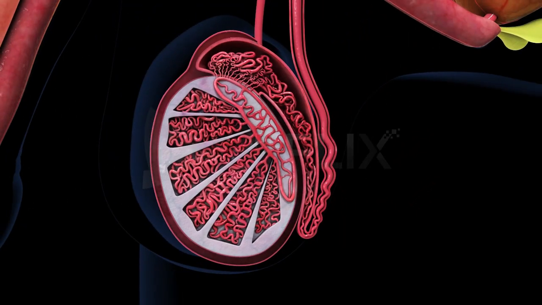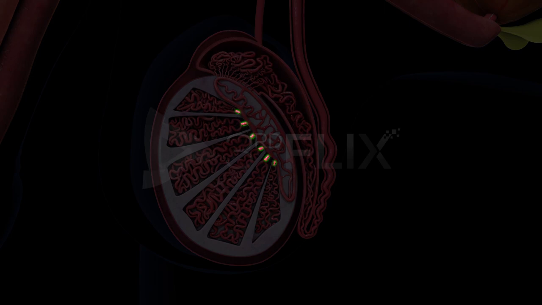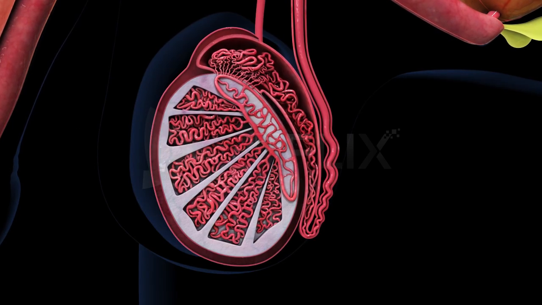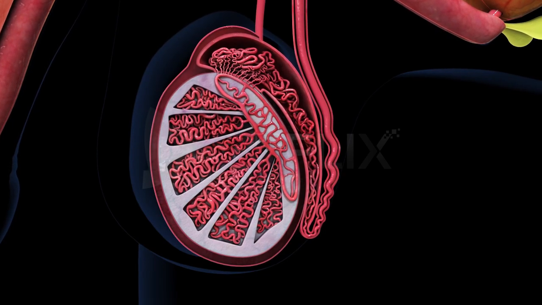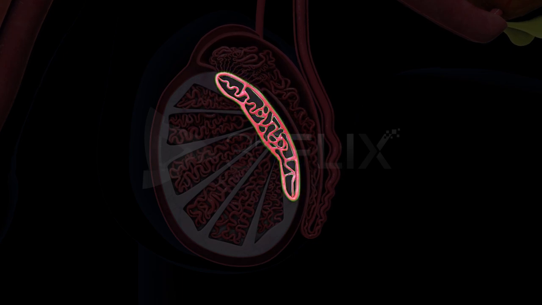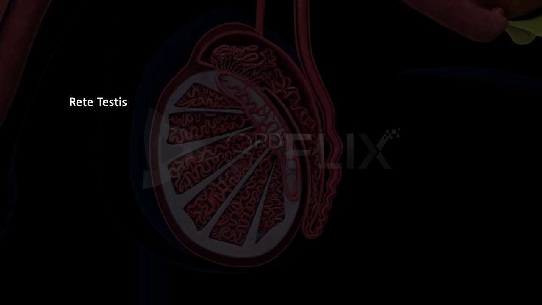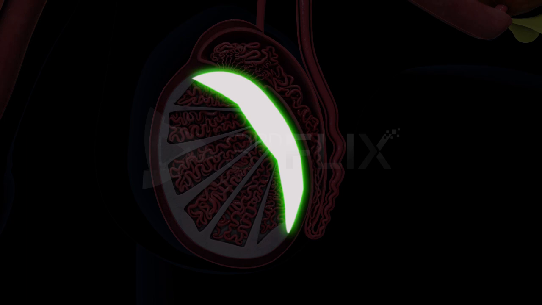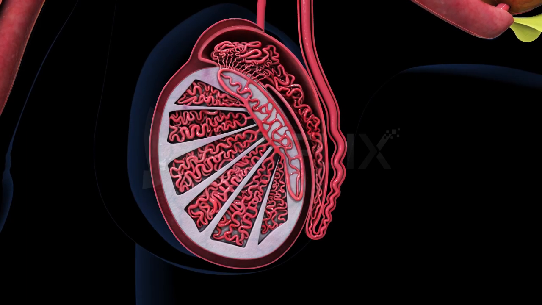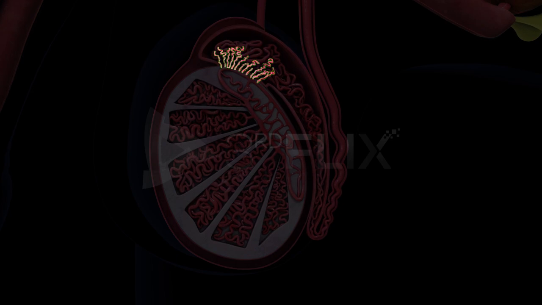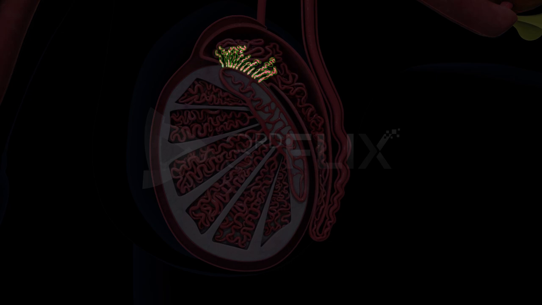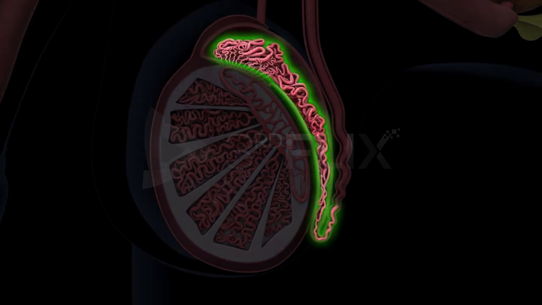The seminiferous tubules join together at their apices to form 20 to 30 straight tubules called tubuli recti. The tubuli recti enter the mediastinum testes and anastomose to form a network of tubules called rete testes. The mediastinum testes is a thick mass of connective tissue at the posterior border of the testes. The rete testes gives off 15 to 20 ciliated tubules called vasa efferentia. The vasa efferentia emerge near the upper pole of the testes and enter the epididymis.